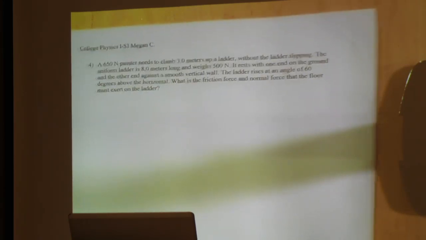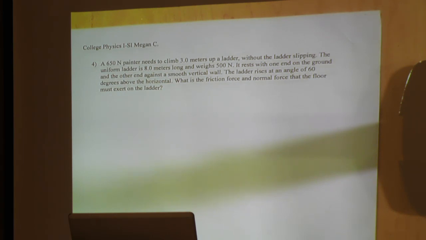Okay, so this next one sounds very scary. It's not as bad as it seems. The setup is just kind of a pain. So a 650 Newton painter needs to climb 3 meters up on a ladder without the ladder slipping. The uniform ladder is 8 meters long and weighs 500 newtons. It rests with one end on the ground and the other against a smooth vertical wall. So the ladder rises at an angle of 60 degrees above the horizontal. And you need to find the friction force and the normal force that the floor is exerting on the ladder to keep it from basically sliding off the wall, right?